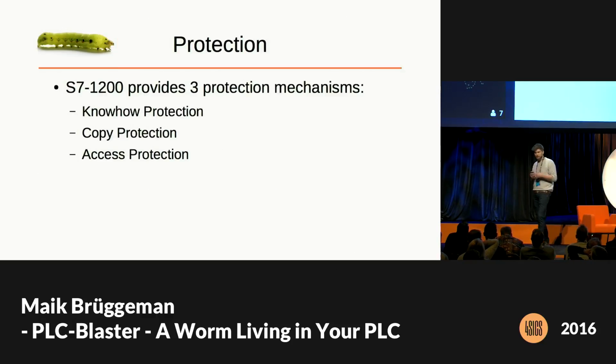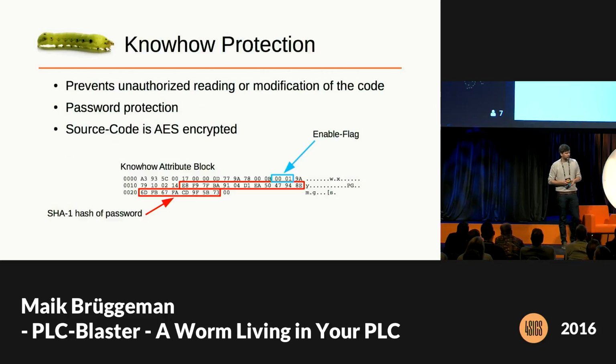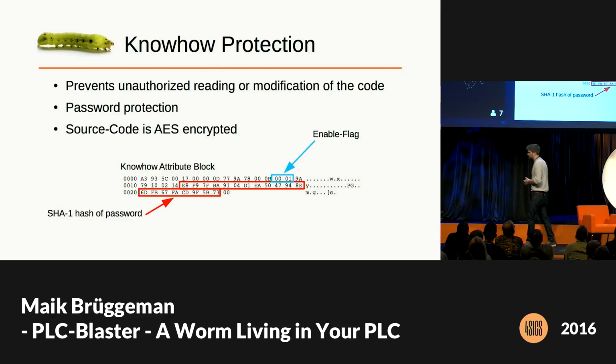The next question is how you can protect yourself against these worms. Siemens PLCs provide 3 different protection mechanisms, and the first is called Knowhow Protection. Knowhow Protection is basically a password protection, and it allows you to prevent unauthorized readings or modifications of the code.